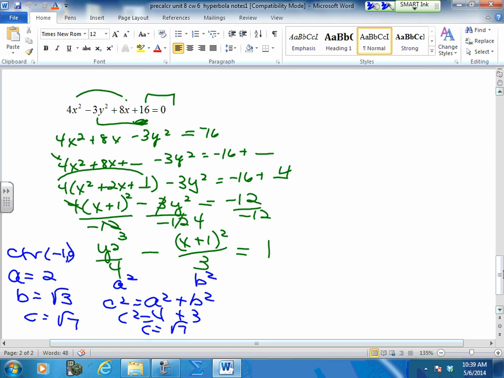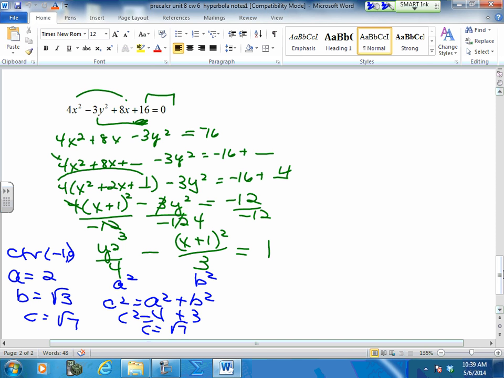Well, no, this is the hyperbola. The hyperbola one changes. The ellipse one is minus. The hyperbola one is plus. And you'll see as soon as we do this, it has to come outside of that. So that's why we add it.